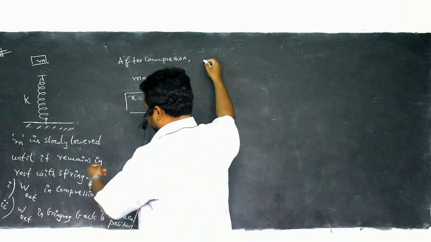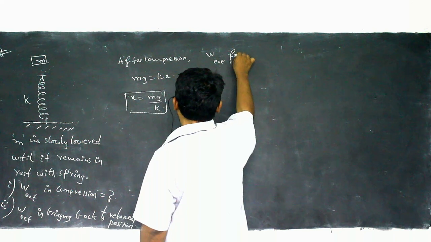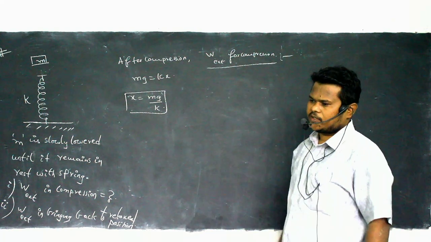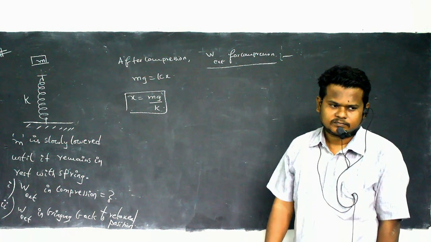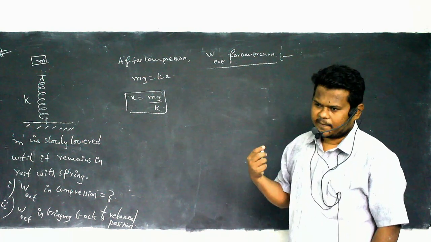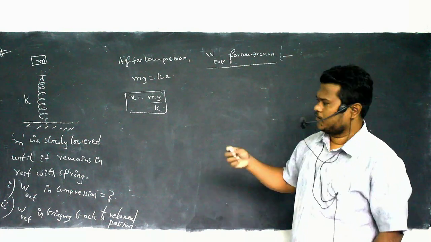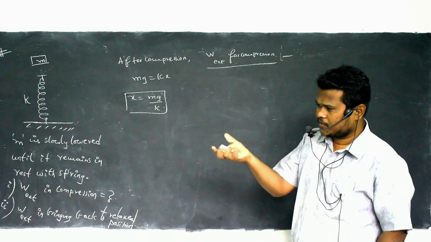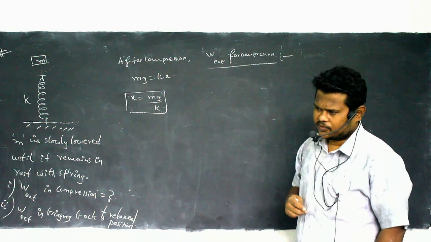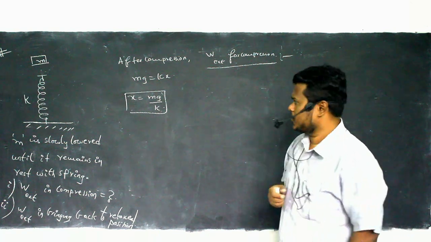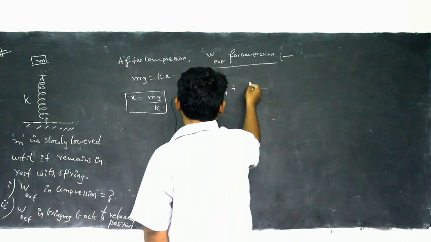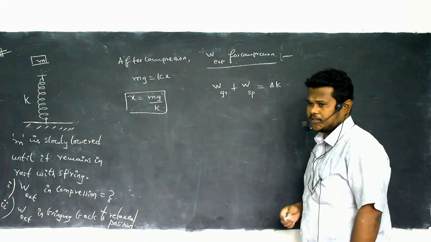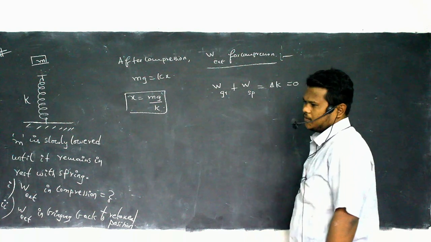Now, let us do first, work done by external force for compression. So how many forces are present and how many forces are doing work in this condition? One is work done due to gravitational force. Another is work done due to spring, the spring is also giving force. So totally two forces are present, and two forces will perform work. So work done due to gravitational force plus work done due to spring force should give the change in kinetic energy. And change in kinetic energy in this condition? Zero, because initially and finally, velocity is zero.